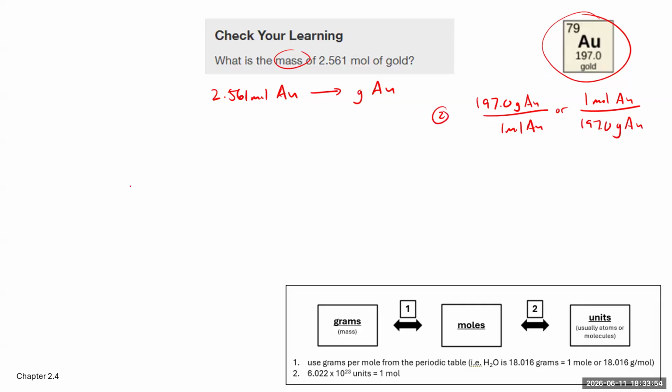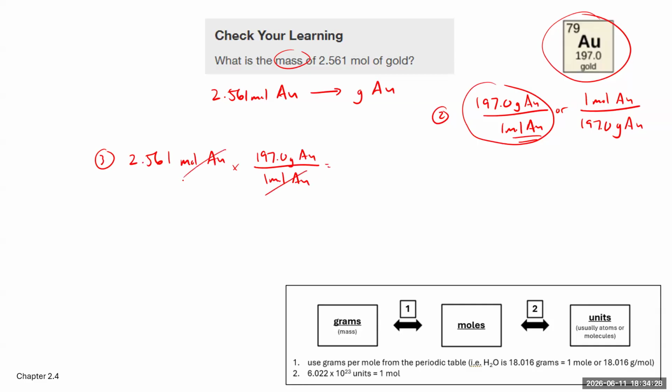Again, this was step 2 in the conversion. Step 3 is you take your original value, 2.561 moles of gold. Remember, we're going to use the fraction with the same units on the bottom of the fraction as the original value. So since moles of gold are on the bottom, we're going to use moles of gold on the bottom. 197.0 grams of Au over 1 mole of Au, gold. These cancel out and it becomes 2.561.